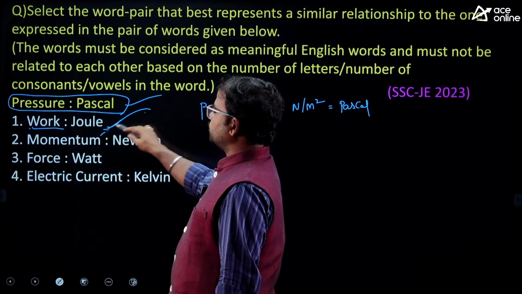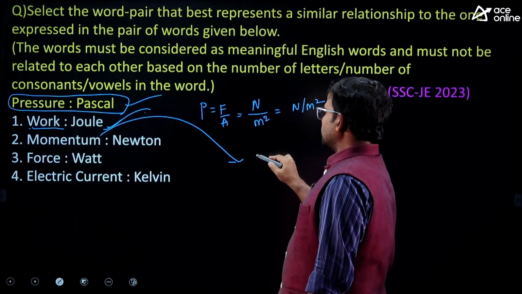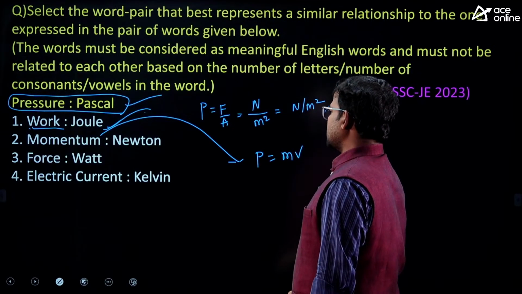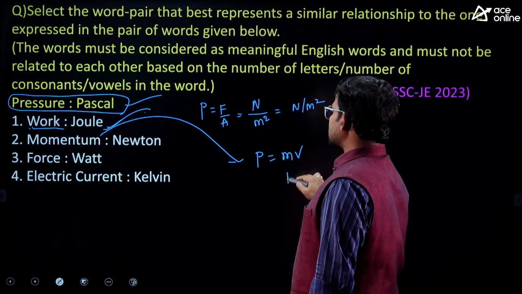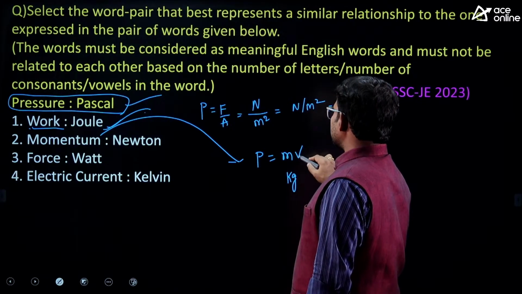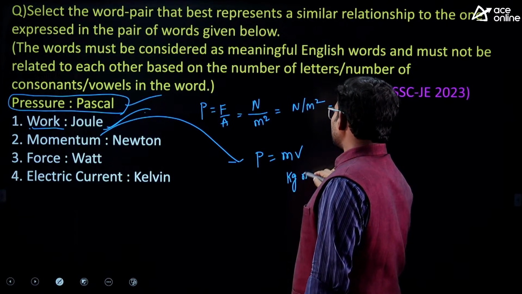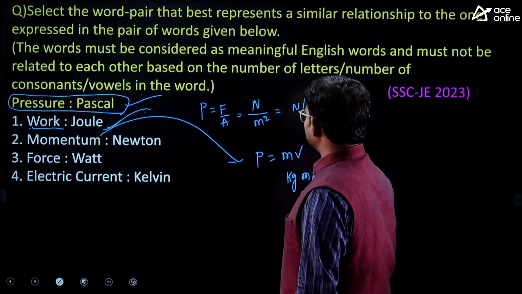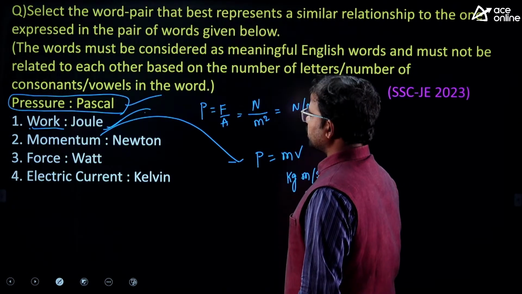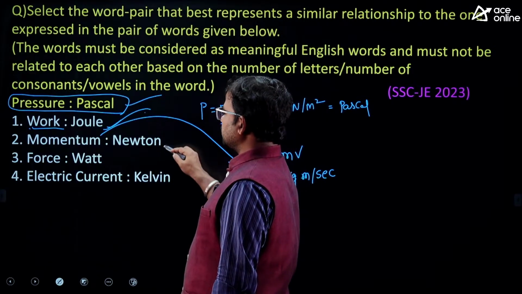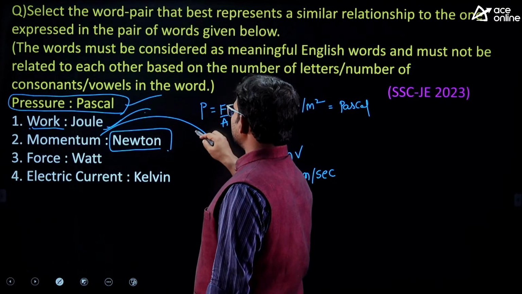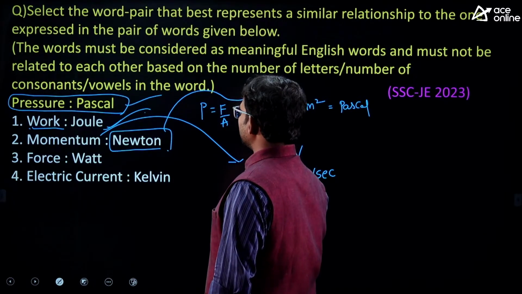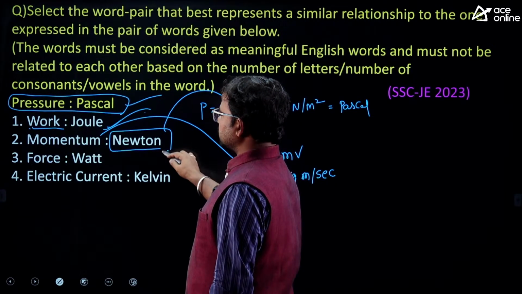What about the units of momentum? Momentum can be indicated with P. So P is equal to mass into velocity. What are the units of mass? Kg. Next, velocity: meter per second. So kg meter per second is considered as the SI unit of momentum. But here they mention Newton only. Actually, Newton is considered as the SI unit of force only. That's why this is not the correct one.